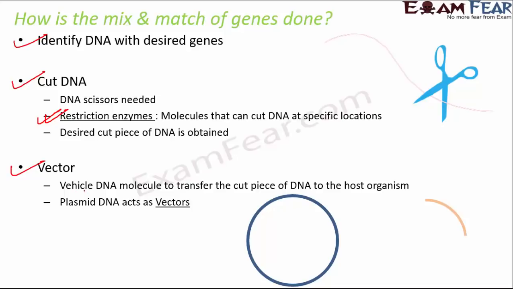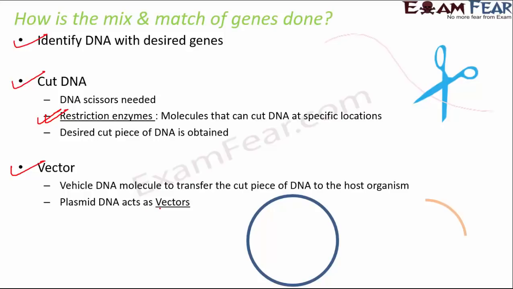Then comes the role of the vector, that is a vehicle DNA molecule to transfer the cut piece of DNA into the host organism. Let's say this is the host organism's DNA, and this is the cut piece of the DNA which has the desired genes. Okay. Now what will the vector do? It will transfer this cut piece of DNA into this target organism. So who acts as the vector? The plasmid DNA acts as vector.